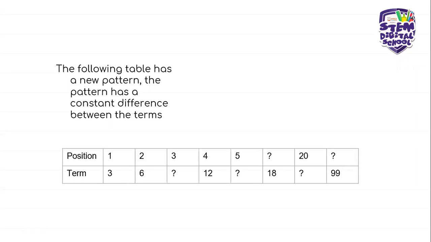So now my question to you is, what is the constant difference in these terms? You can see we've got the first term there, which is 3, followed by 6. The next term there is unknown, and then the other one is 12, and then the next one is unknown, with 18, then unknown, then 99. But the positions, you have position 1, 2, 3, 4, and 5. Thereafter, you have the unknown position. Then you have 20, which is position 20 there. And then you also have the unknown position.